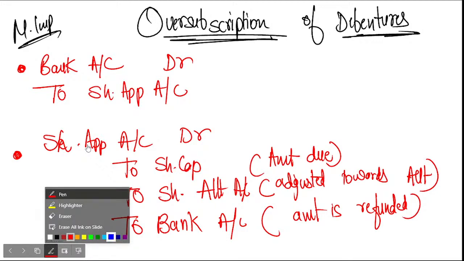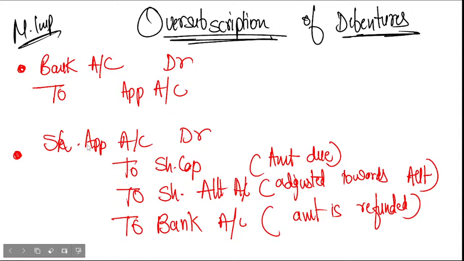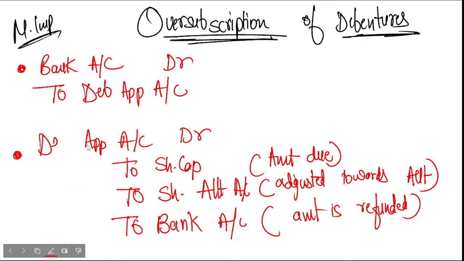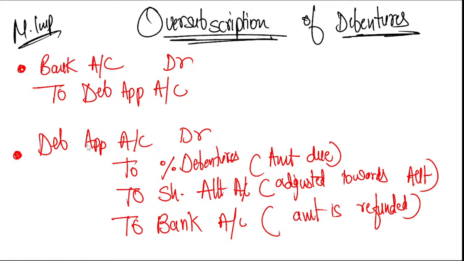Now we will make this entry for debentures. So we will replace the word share with debenture. Bank account debit to debenture application account. Then again share की जगह क्या आ जाएगा? Debenture. Debenture application account debit to share capital. Share capital will be replaced by percentage debentures. And share allotment will become debenture allotment. So this is the entry if debentures are oversubscribed. Bank account debit to debenture application, debenture application account debit to percentage debentures to debenture allotment to bank.